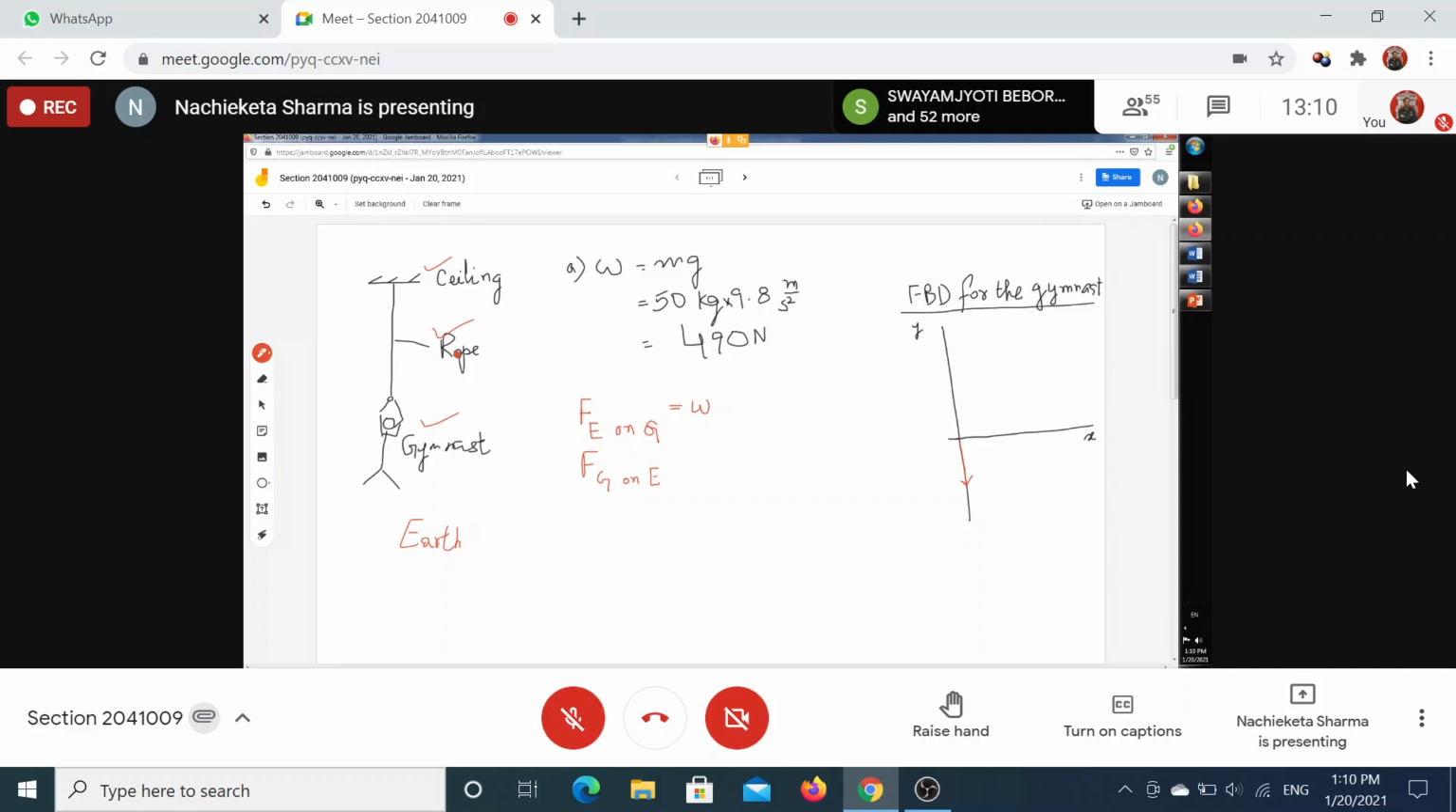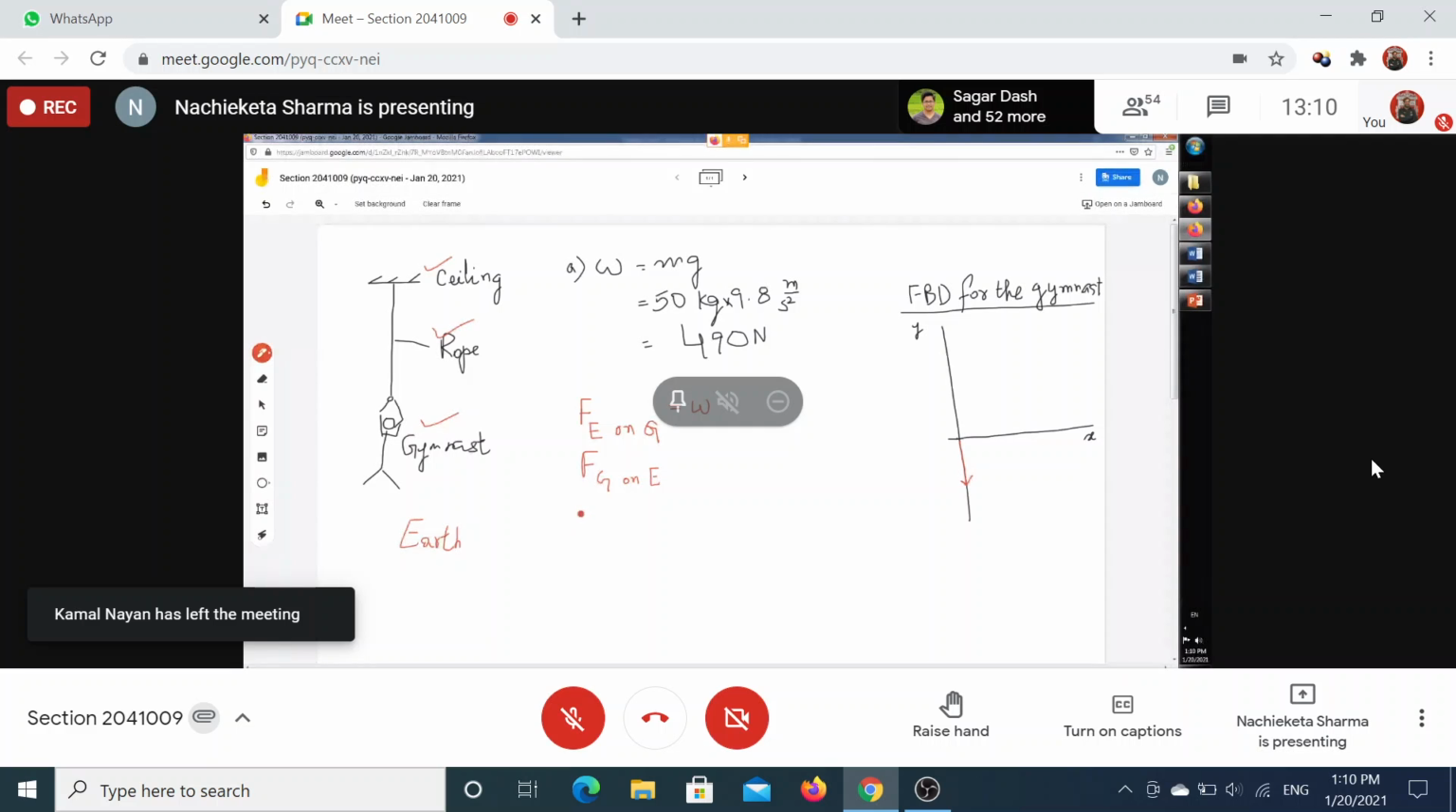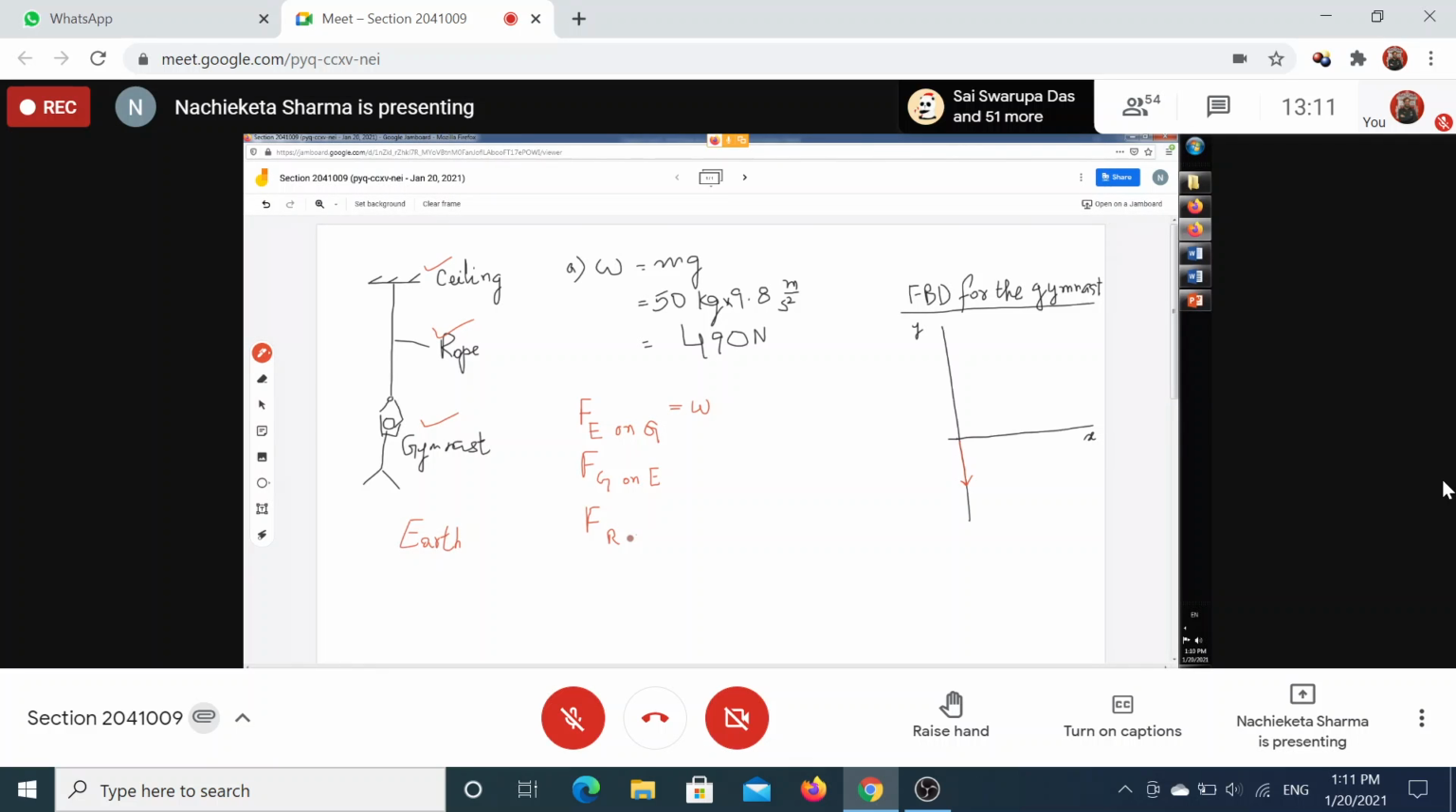But the rope is exerting a force on the gymnast, so I can write force of rope on gymnast, and that is what is called tension. I will write it as tension, as I called the other weight. Similarly, the gymnast is also pulling the rope, so I will write force of gymnast on rope.